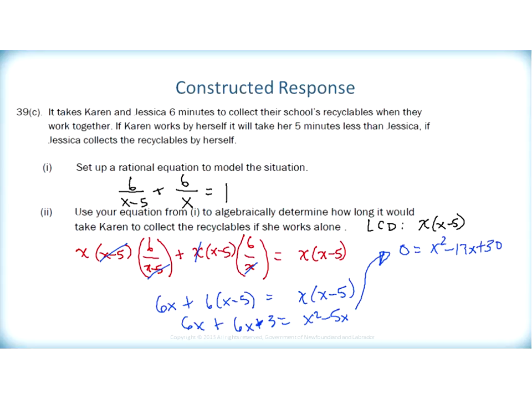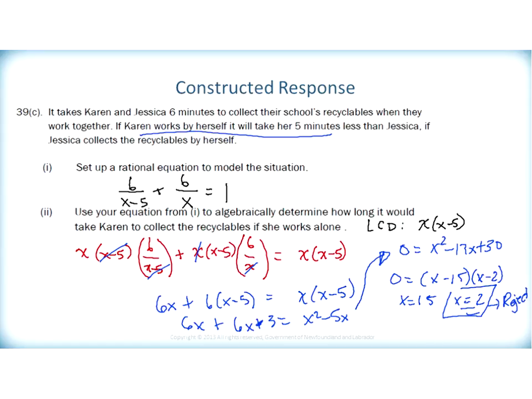And this again will give us x subtract 15, x subtract 2. So that gives us x equals 15, x equals 2, which we would have to reject, since if it takes Jess 2 minutes and Karen will be 5 minutes less, a value of 2 would be negative 3 for Karen. So we must reject this one.